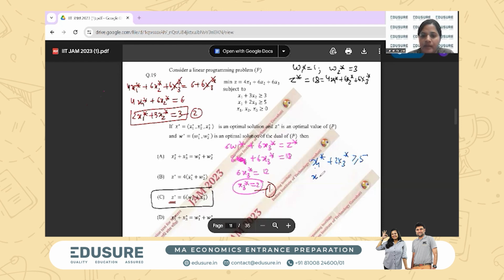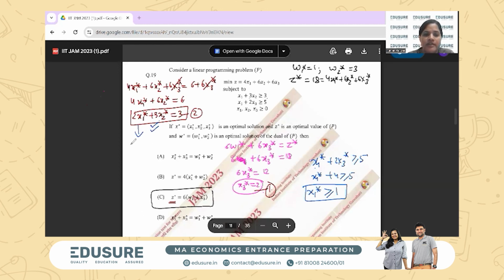It means x1 star plus 4 should be greater than or equal to 5. It means x1 should be greater than or equal to 1. Okay, this is what I'm getting from this inequality. Let's see. Now I have x1 plus 3x2 greater than or equal to 3, and I also have this thing.